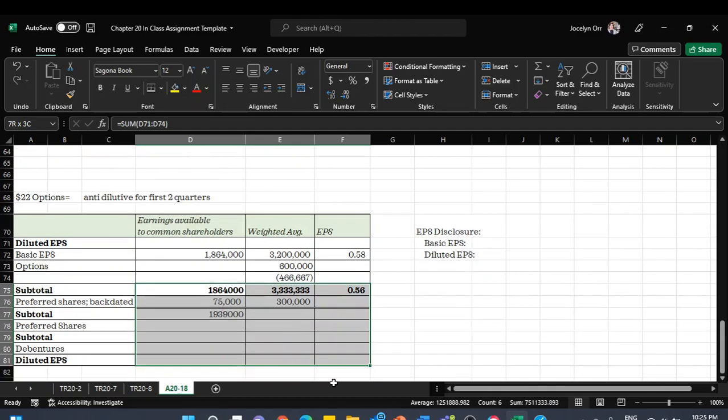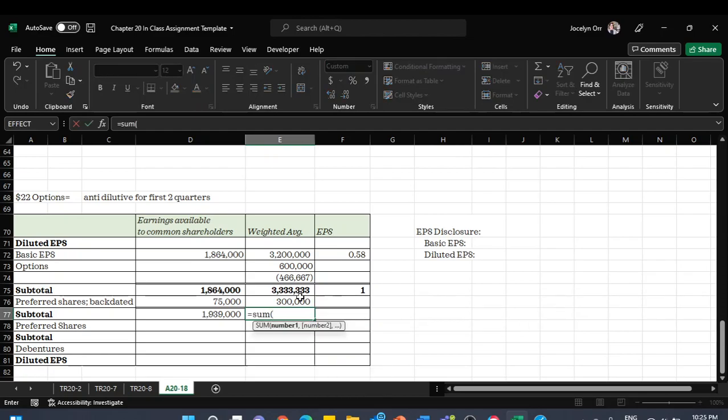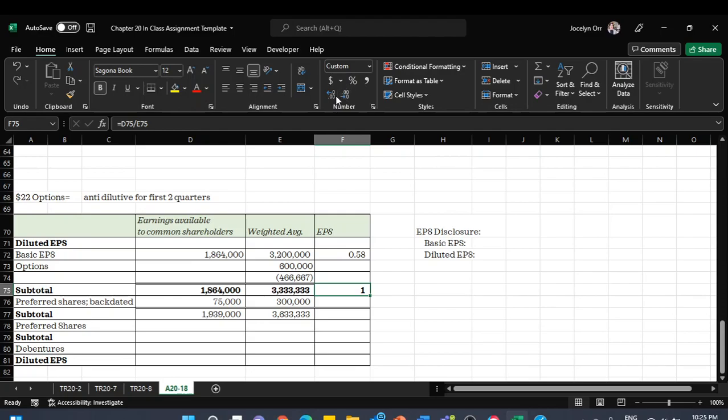Bugging me that this is not playing the way I like. There, and fix that. This should be decimal place. Okay.